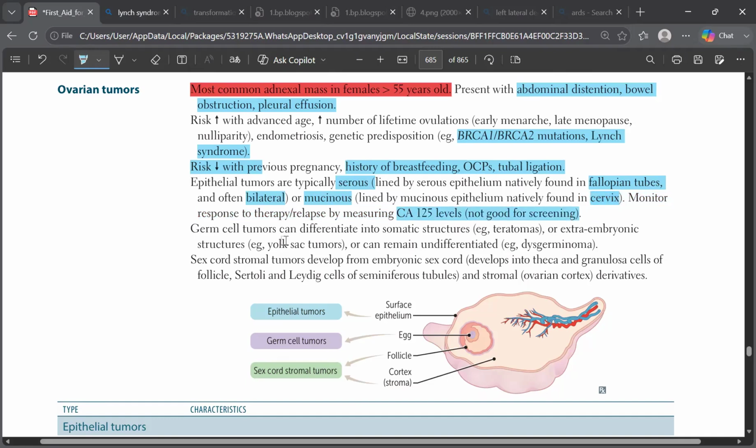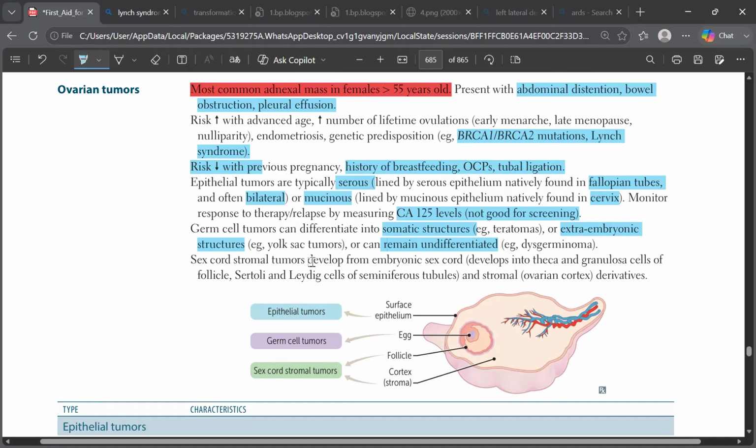Germ cell tumors can differentiate into somatic structures. The mechanism behind germ cell tumors is that they are classified according to the different fetal components that germ cells can form. They might develop into somatic structures, for example teratomas, or extraembryonic structures, for example yolk sac tumors, which are also known as endodermal sinus tumors, or they can remain undifferentiated, for example dysgerminoma. There is another type of tumor which I seem to have forgotten, but teratomas, yolk sac tumors, and dysgerminomas are all types of germ cell tumors.